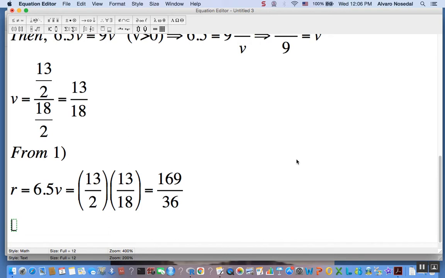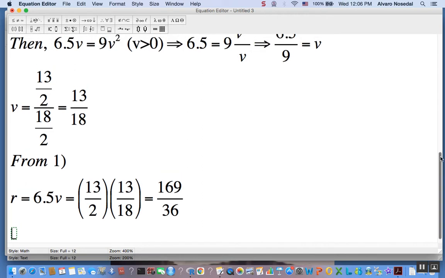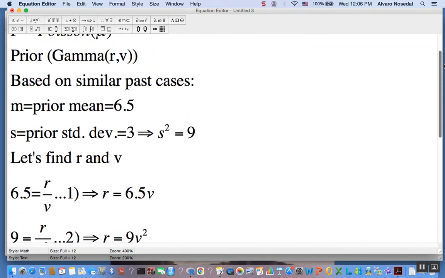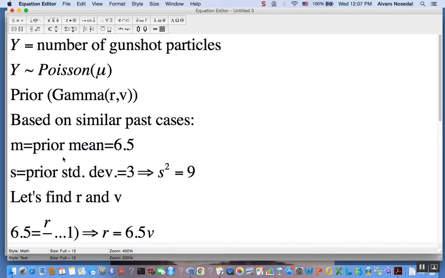Okay. So we're done. We have both r and v. So let's just say that this prior mean and that prior standard deviation that comes from the past experience of these forensic scientists, well, that is equivalent to a gamma with those parameters.